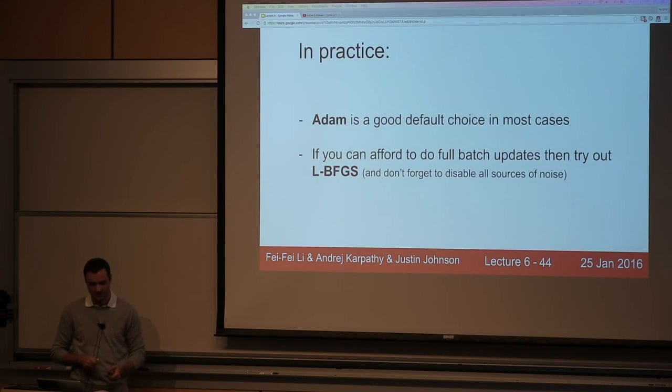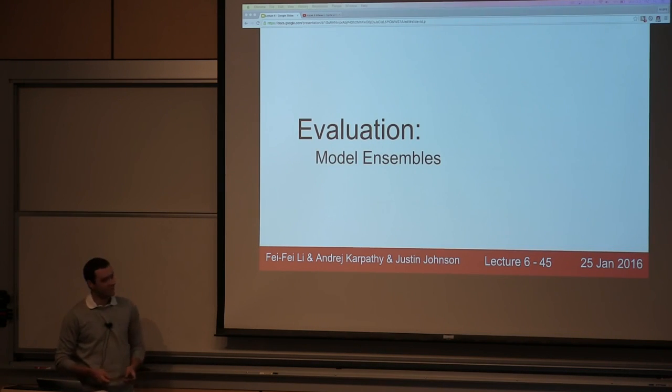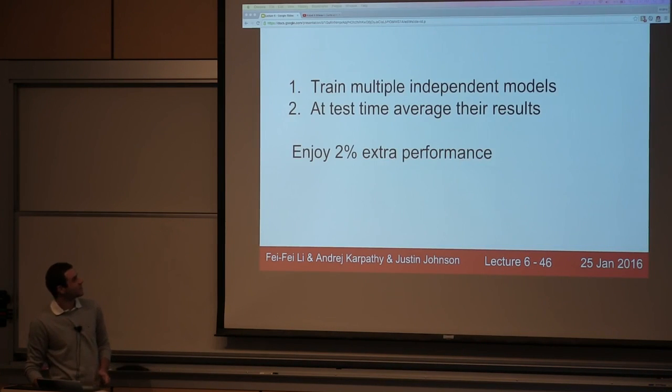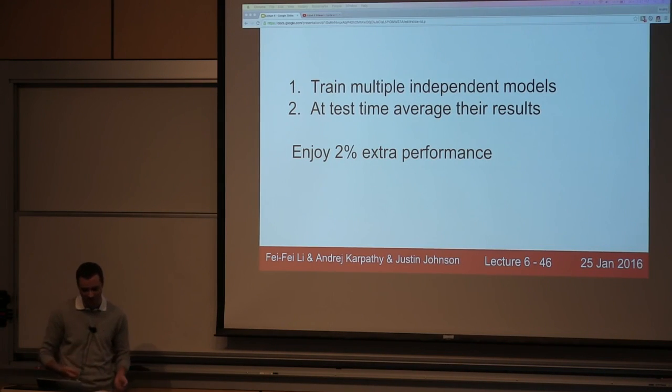All right, cool. So we're going to go into model ensembles. I'd just like to talk about it very briefly because it's quite simple. It turns out that if you train multiple independent models on your training data instead of just a single one, and then you average their results at test time, you always get 2% extra performance. This is not really a theoretical result, it's more of an empirical one, but in practice it's a good thing to do and almost always works better.